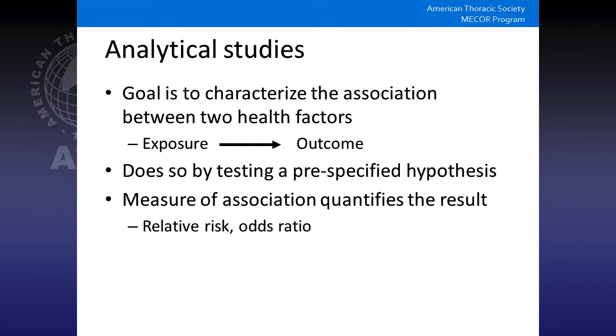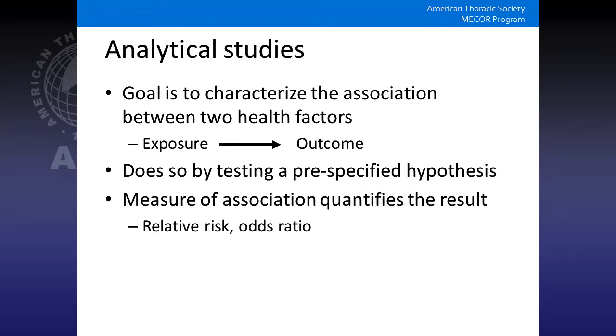So with analytic or analytical studies, the goal is to do more than simply describe what we see in front of us. It's also to characterize an association between two health factors, and ideally those should be considered or named before the study starts. So in particular, we're looking to see if a given exposure, sometimes called a predictor, or consider it as a risk factor, is associated with a given outcome or disease condition more than we might expect by chance alone. Okay? So we're looking to see if there's a significant association there.